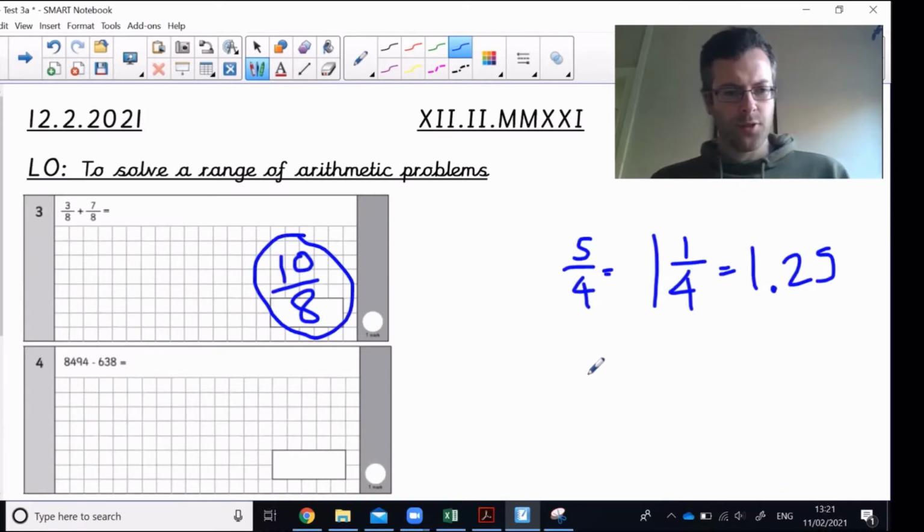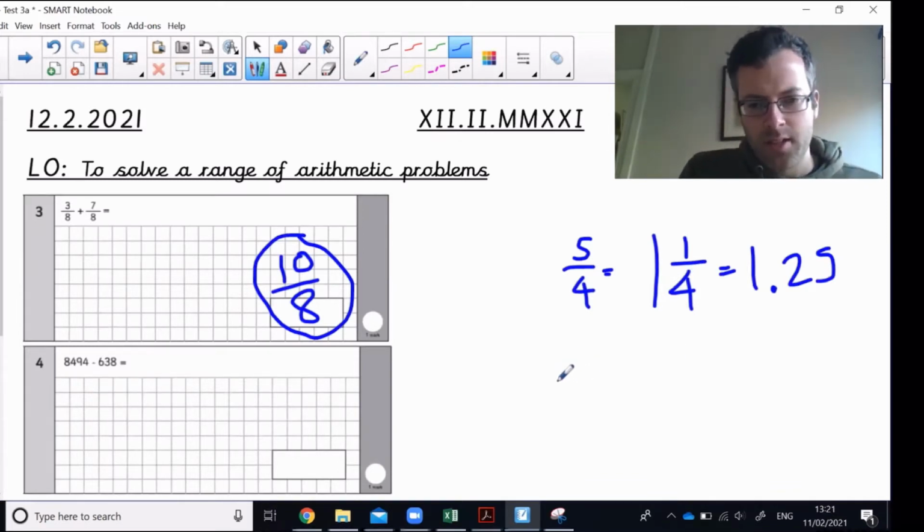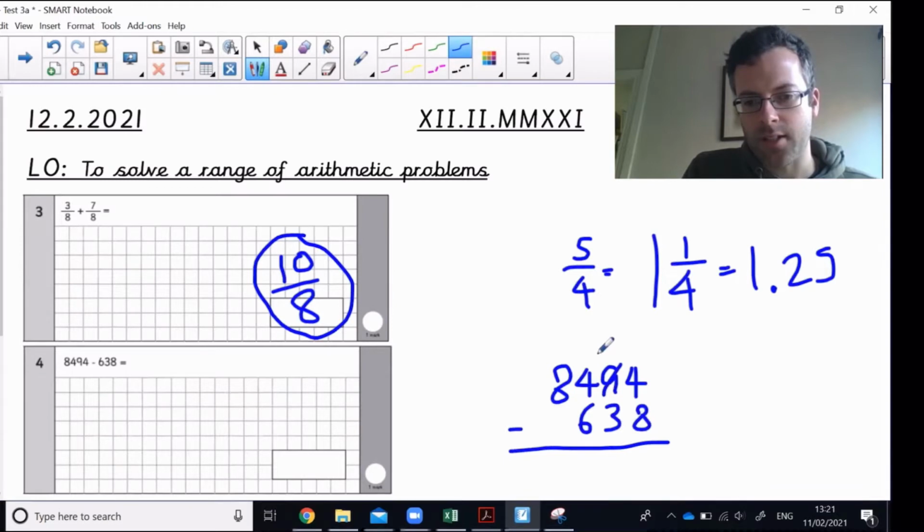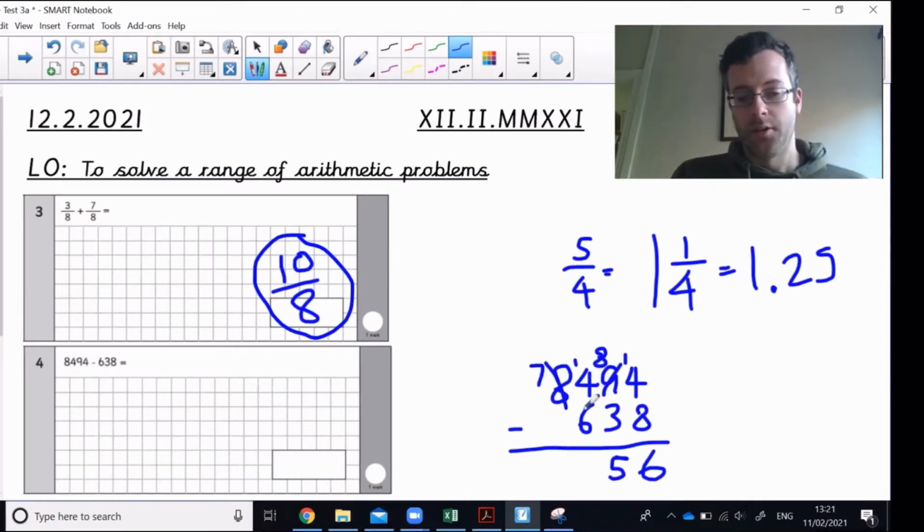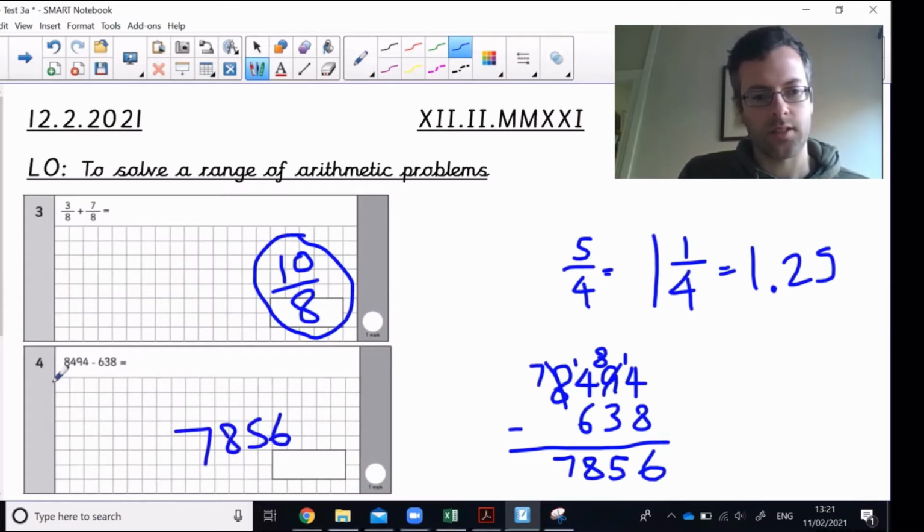Next one, 8,494 take away 638. To be honest, I'll probably use a written method for that, because there's nothing obvious jumping out at me. So 4 take away 8 ones, I'm going to need to exchange. So I'm going to take one of those 10s, put it on here. 14 take away 8. These are the 6 ones. 8 10s take away 3 10s is going to leave me with 5 10s. 400s take away 600s, so I need to take one of those thousands. Then I've got 14 hundreds take away 600s, which is going to get me to 800s, 7,000s, 7,856. Yeah, I'm quite happy with that.